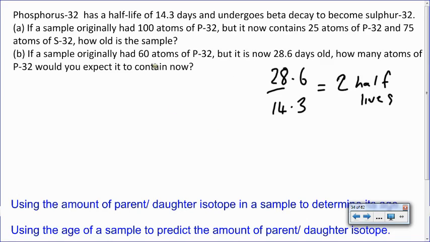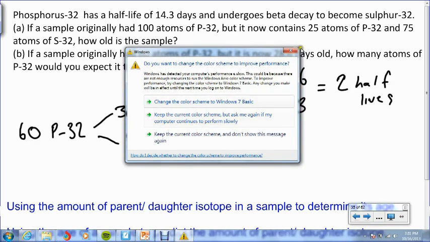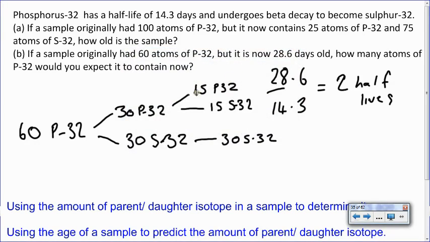Okay, and last example, if the sample has 60 atoms, but is now 28.6 days old, how many atoms of phosphorus would you expect it to contain now? So obviously we want to work out how many half-lives it's undergone, which is what I've done here, and then show, okay, we started with 60 atoms, after 1 half-life, half of it has decayed into sulfur, half of it is still phosphorus. After 2 half-lives, the phosphorus has decayed again. So in total we've got 45 atoms of sulfur 32, 15 atoms of phosphorus 32.